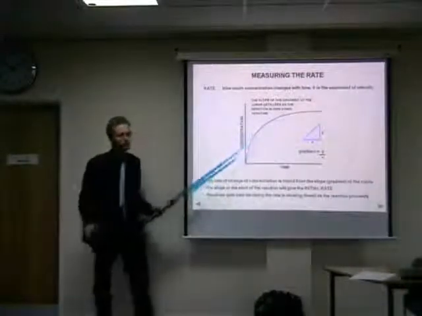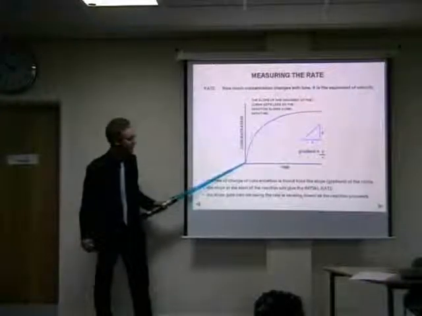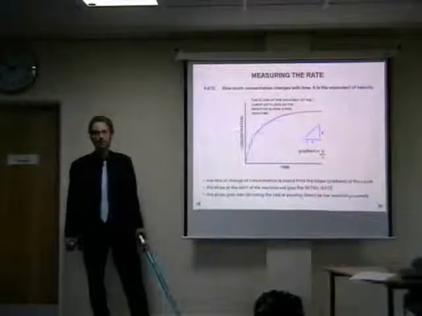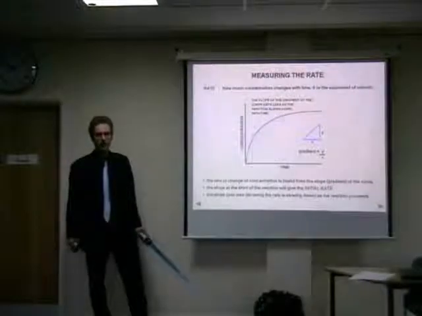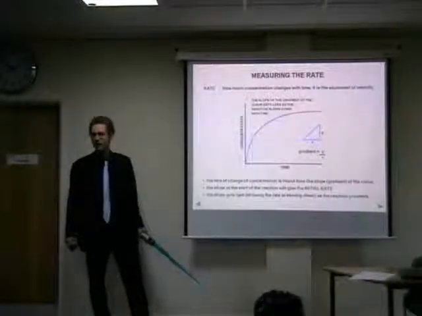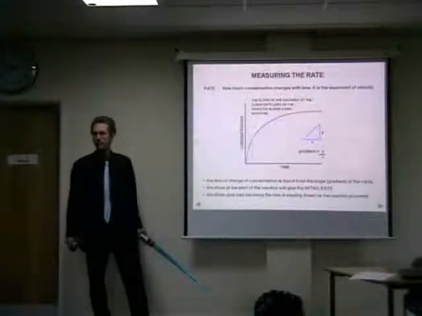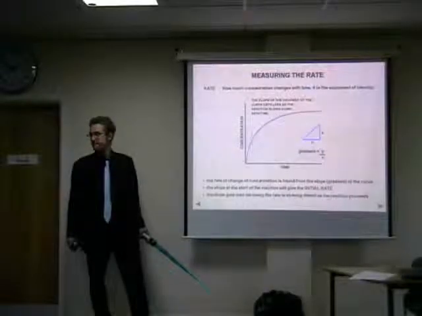What you can do is measure the initial rate using a tangent to a curve. Okay? You should be familiar with this from GCSE maths. Everyone happy with how to do tangents from curves and so on? Yes? It's AS, is it?